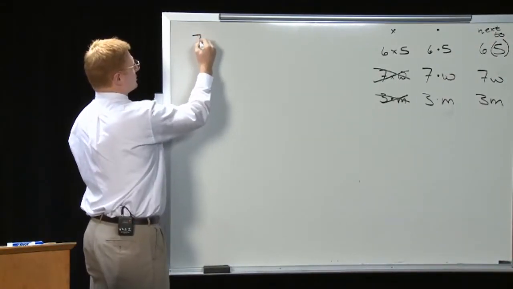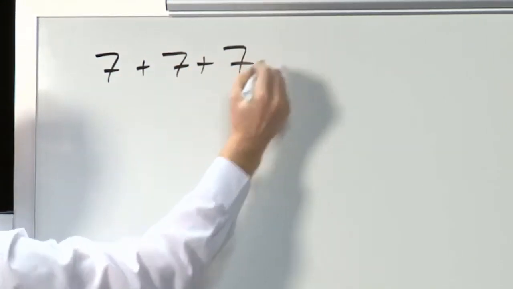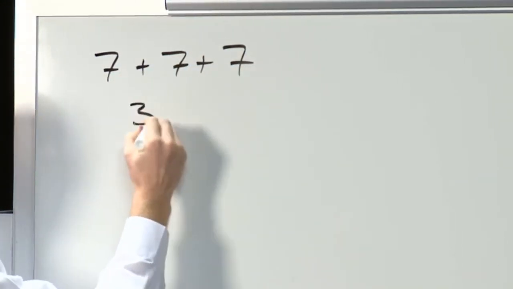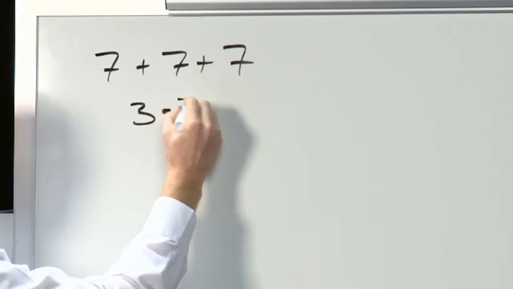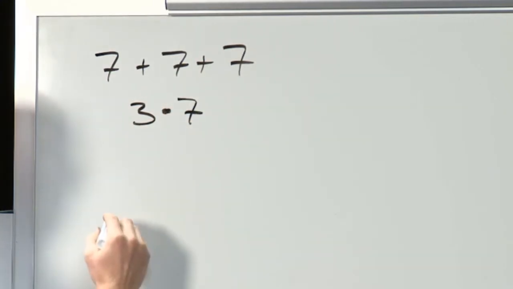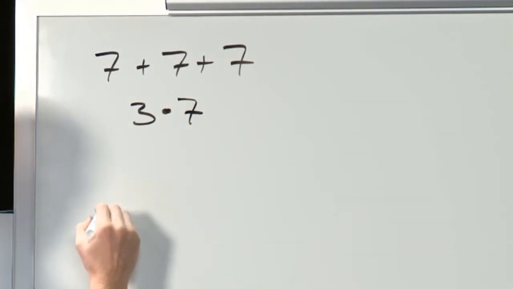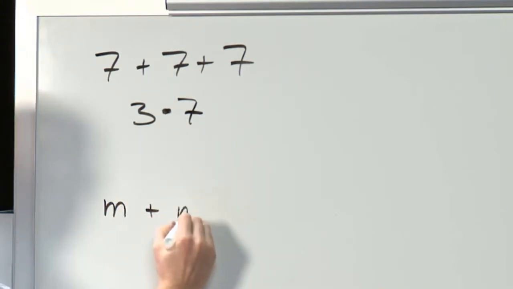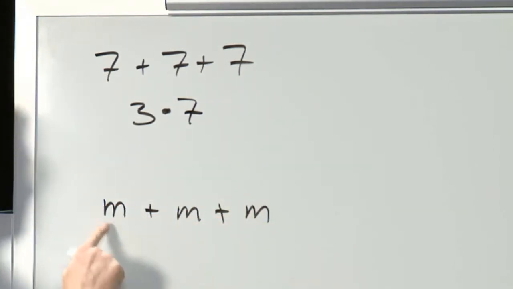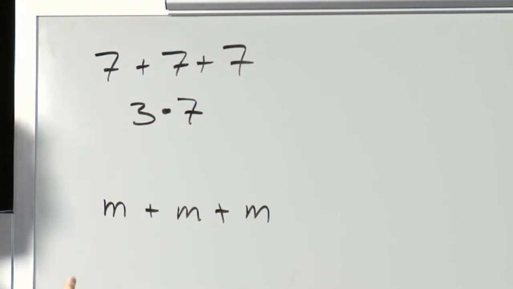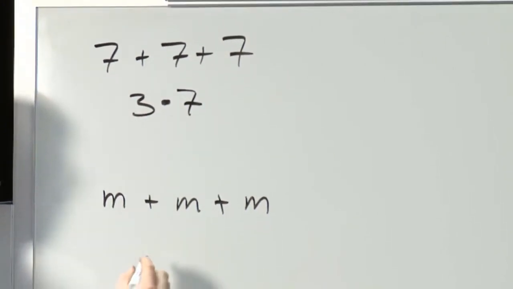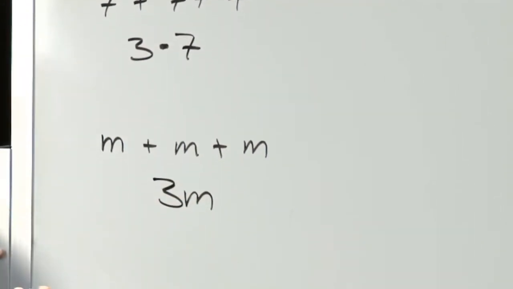Way back when you did multiplication, you had 7 plus 7 plus 7. Well, that's 3 times 7, 21. What if I had an m plus an m plus an m? No matter what this letter is, we have 3 of them. So we say I have 3 m's.